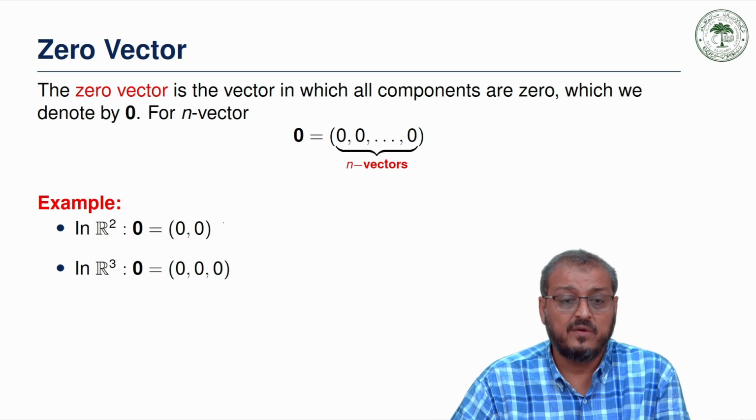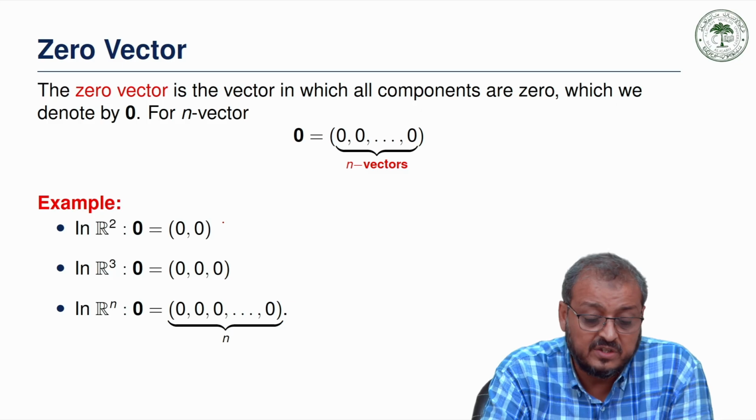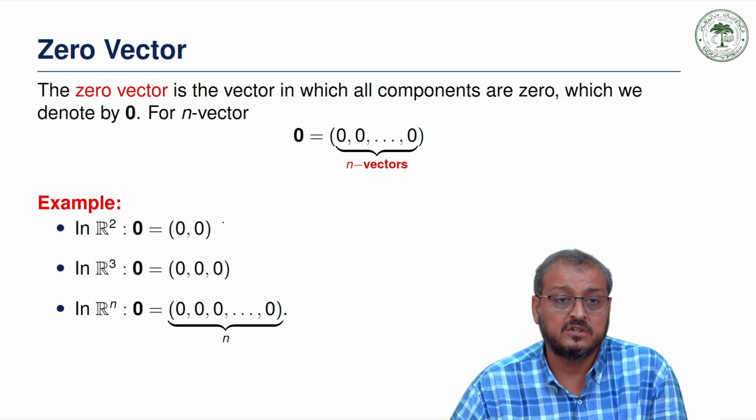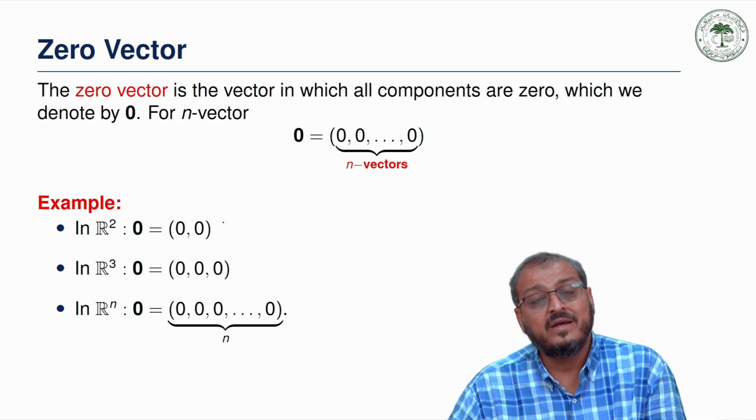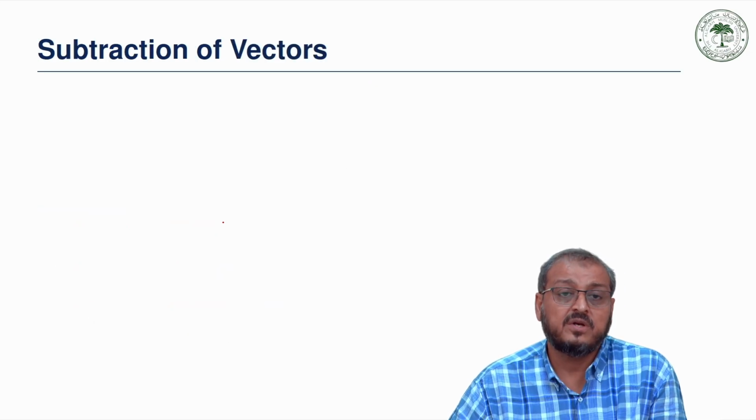R3 is equal to, we have all three components 0, and for n, as we said previously, all n components of this are equal to 0. Now the next important condition is how to subtract vectors.